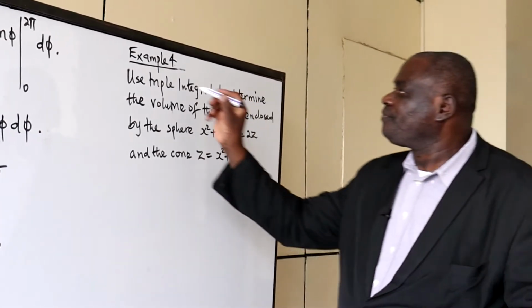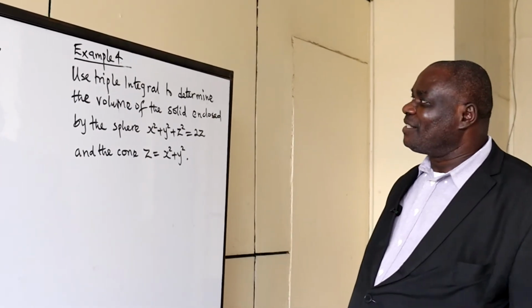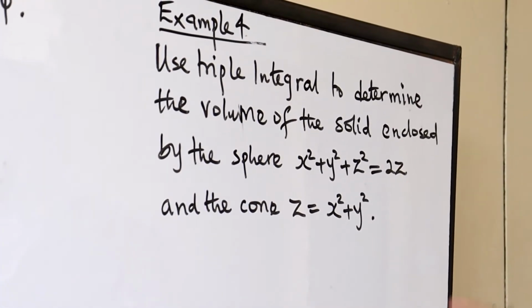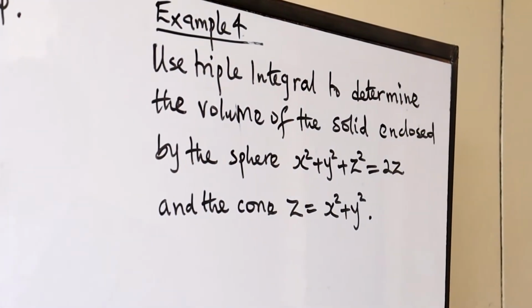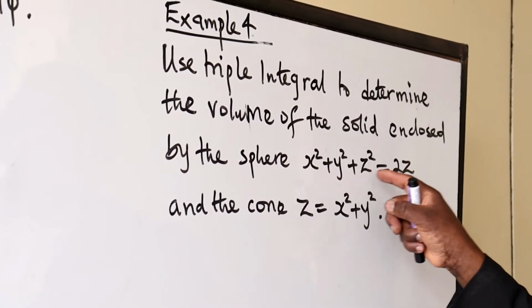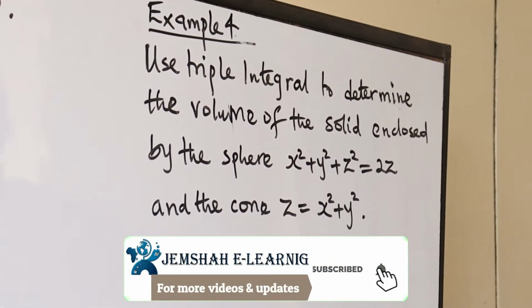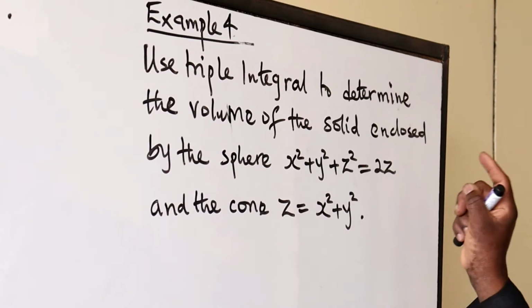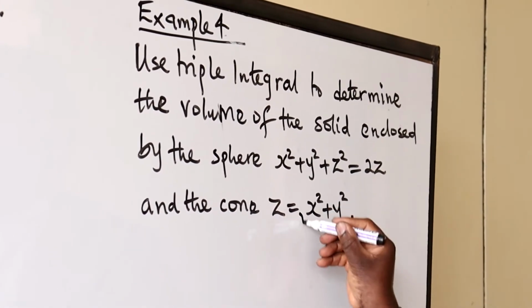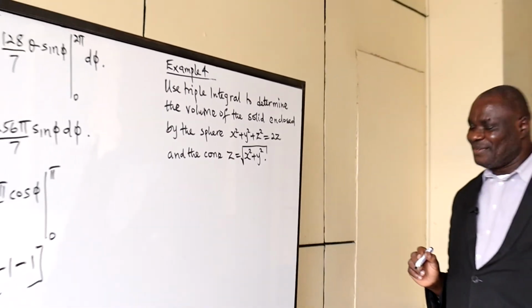So now example 4, we would like to apply triple integral to determine the volume of a solid. So use triple integral to determine the volume of the solid enclosed by the sphere x squared plus y squared plus z squared is equal to 2z, and the cone z is equal to the square root of x squared plus y squared.